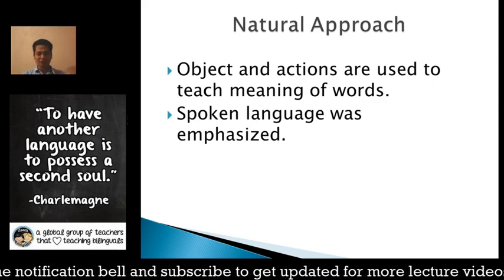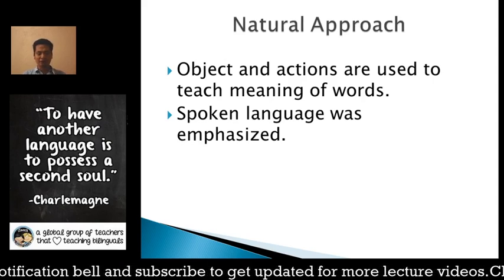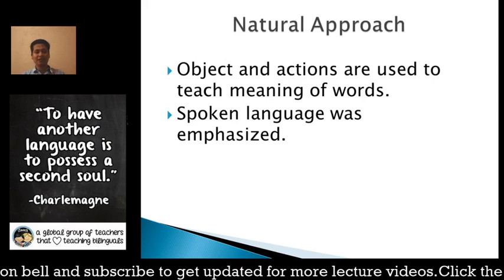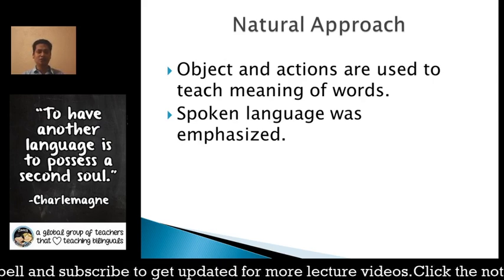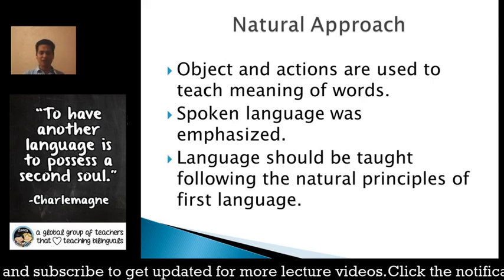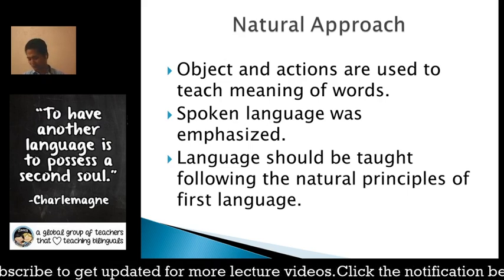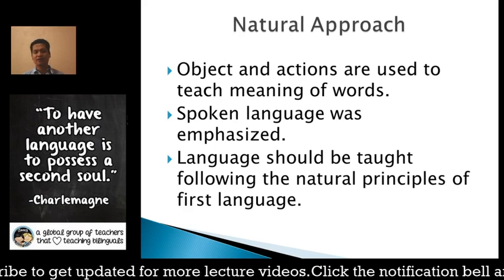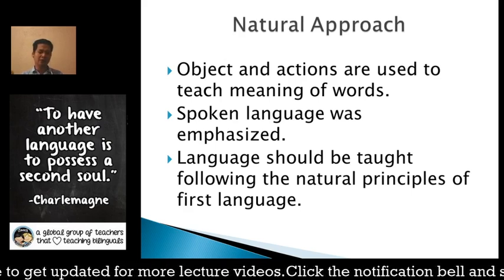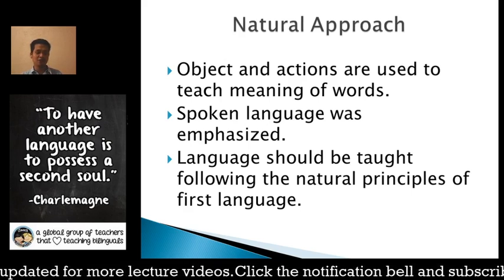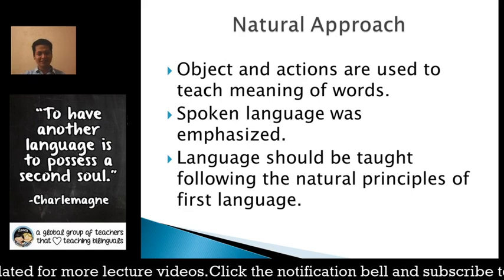Before, it was just memorization of words and grammar as well. Here, the emphasis is given to spoken language. Language should be taught following the natural principles of first language. So it's a belief in this approach that the way we learn the first language should be the same way we use the second language. Okay, that's the natural approach.